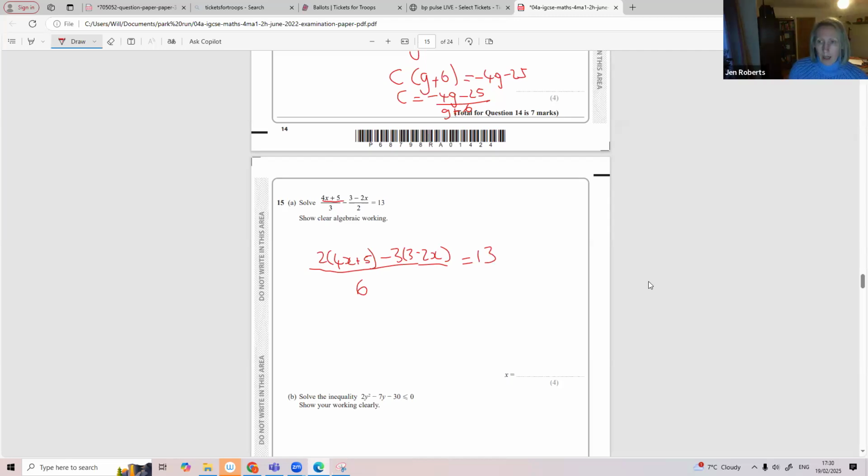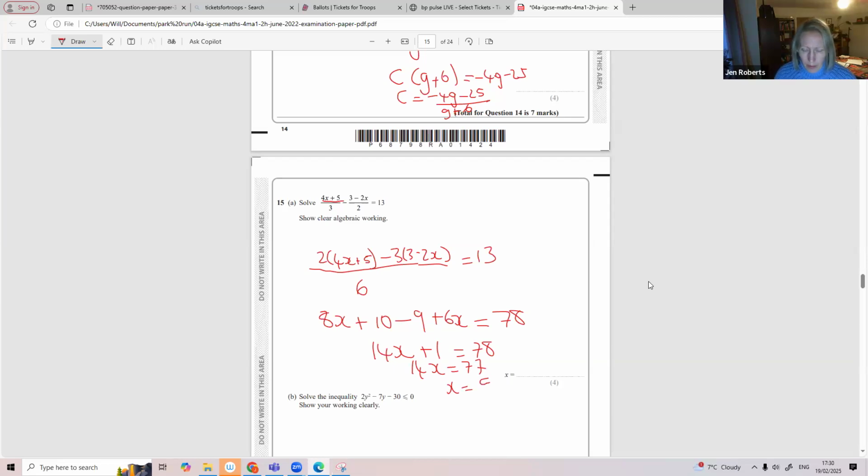I'm going to expand my brackets and multiply both sides by 6. So 8x plus 10. Just be careful here. Negative 3 times 3 is negative 9. This is a point where people will make a mistake. Negative 3 times negative 2x is positive 6x. Times both sides by 6 gives you 78. Simplify. 8x plus 6x is 14x. 10 take away 9 is positive 1. Take 1 off both sides. Divide both sides by 14.